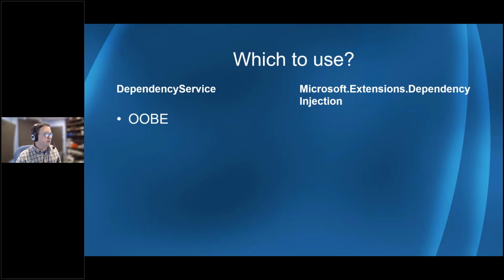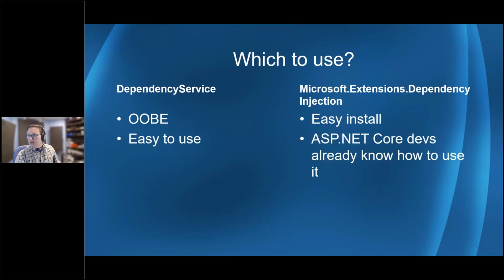Dependency service is the out-of-box experience. It does come with Xamarin.Forms. MSDI, very easy to install. Dependency service, easy to use. There's a little more work with the MSDI, but it wasn't that hard. And if you're doing anything in ASP.NET Core, you're already doing it probably. Dependency service is a little less flexible. MSDI is a lot more flexible.